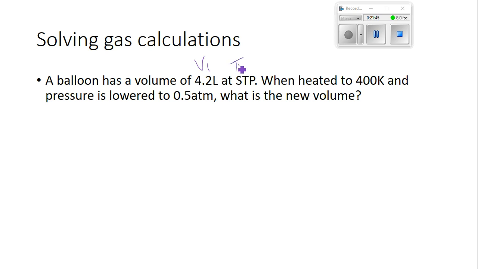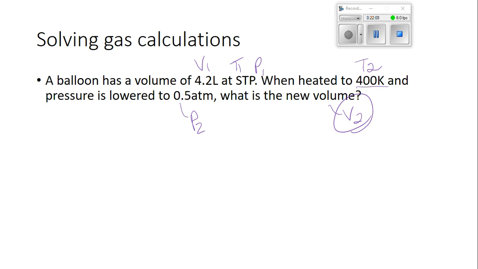All right, so my T1 and my P1. When heated to 400 K, that's going to be my new temperature, so I'm putting T2 there. And the pressure is lowered to 0.5 atmospheres, so that's my P2. What is the new volume? So what I'm going to solve for is V2. That's what I'm looking for.